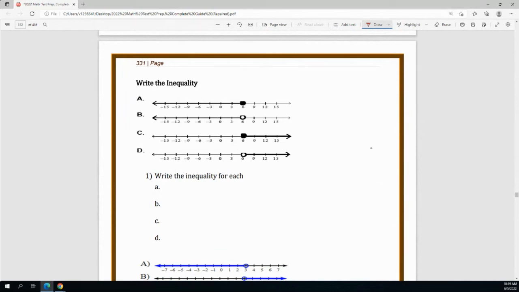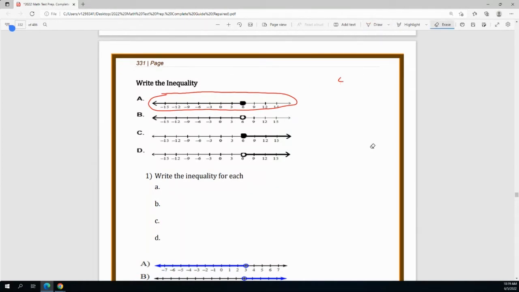Write the inequality. So one of the things on the test that you will have to do is not only will you be given an inequality, and then they'll say, pick the graph that says this. They may also just give you a graph, and they'll say, which inequality goes with this? And you'll have to pick the one that goes with it. So let's go ahead and try that.